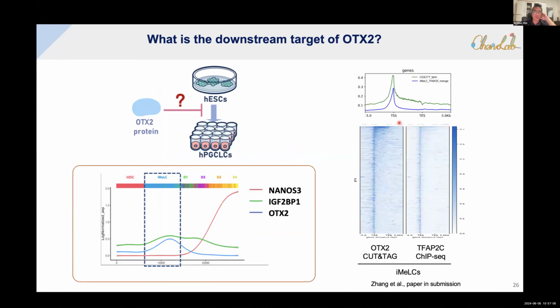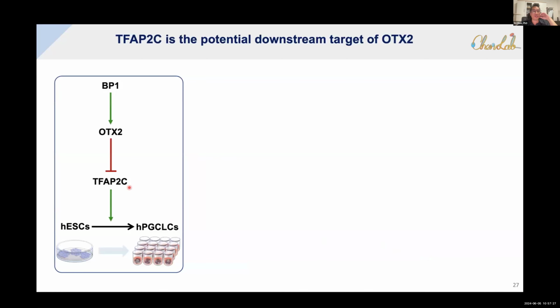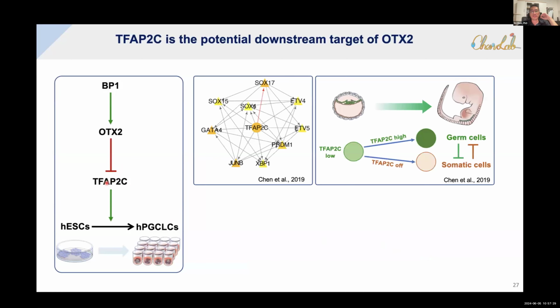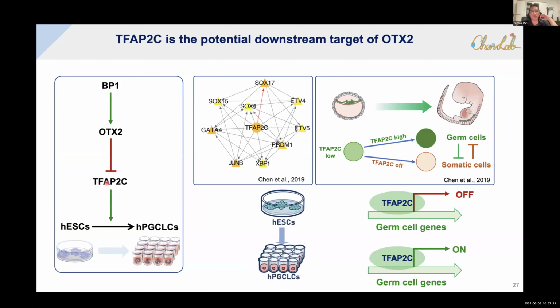And we also checked the expression of the OTS2 and found that it's highly expressed in this intermediate stage. And we performed ChIP sequencing of the TFAP2C and also CUT&Tag for the OTS2, and found that the binding patterns are very similar for OTS2 and TFAP2C, and also they physically interact with each other, suggesting that OTS2 may suppress TFAP2C in regulating germ cell development.